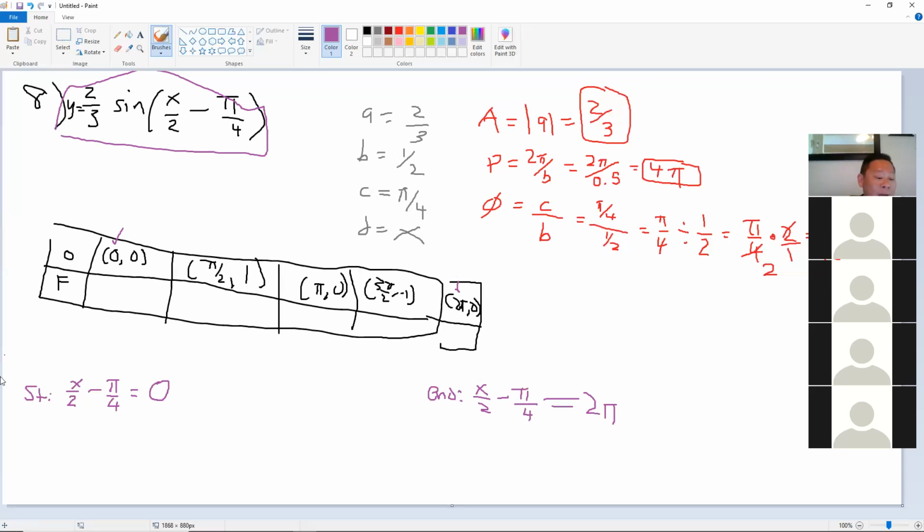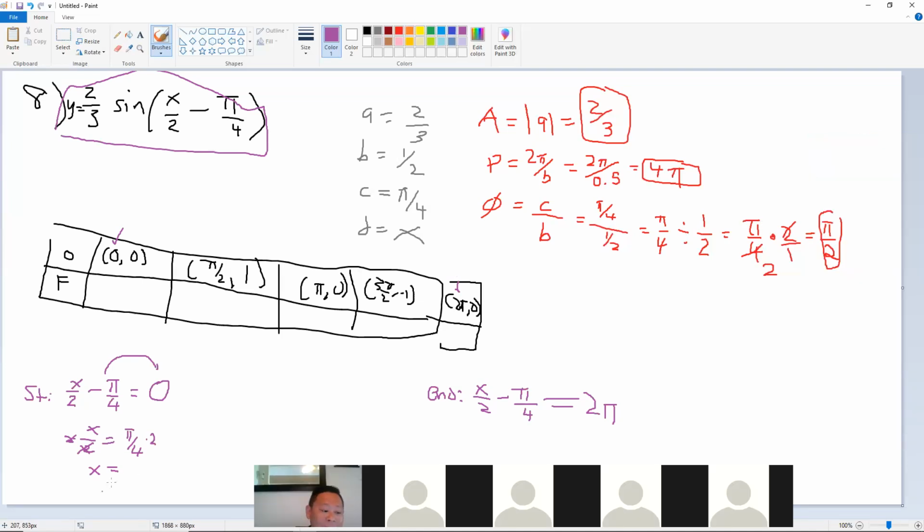So now we need to solve for x. I want to move this over here, so x over 2 equals pi over 4. Then I multiply by 2 on both sides because I need to get rid of this 2. So x in this case is pi over 2. Usually the starting point is always the same as your phase shift.